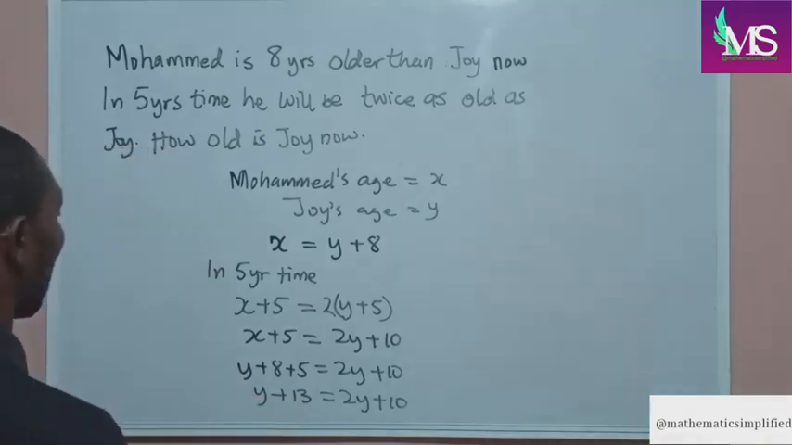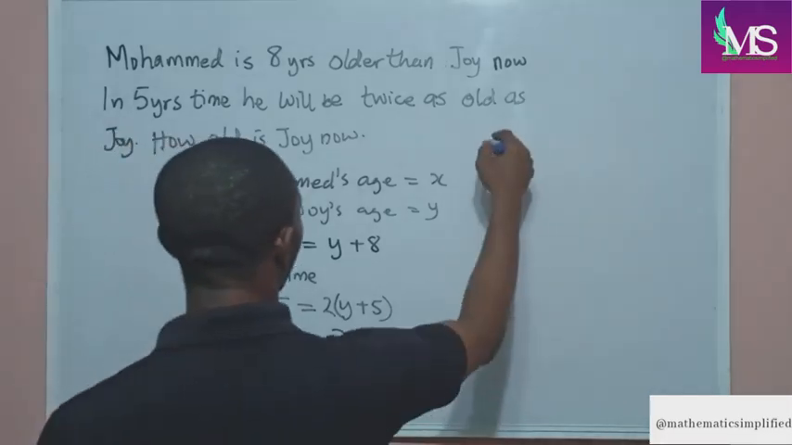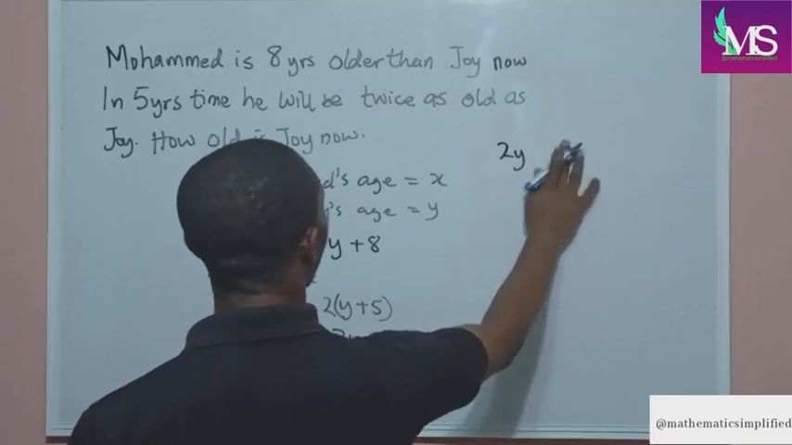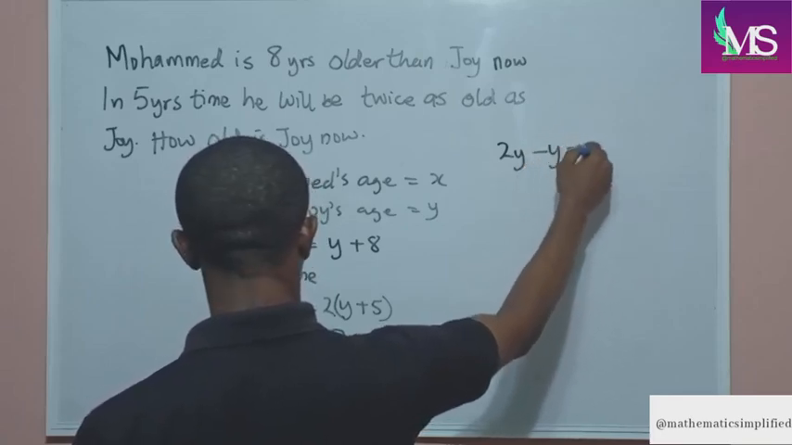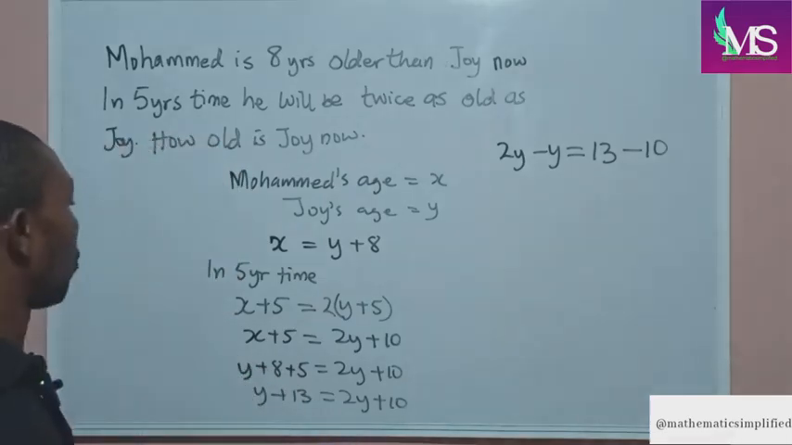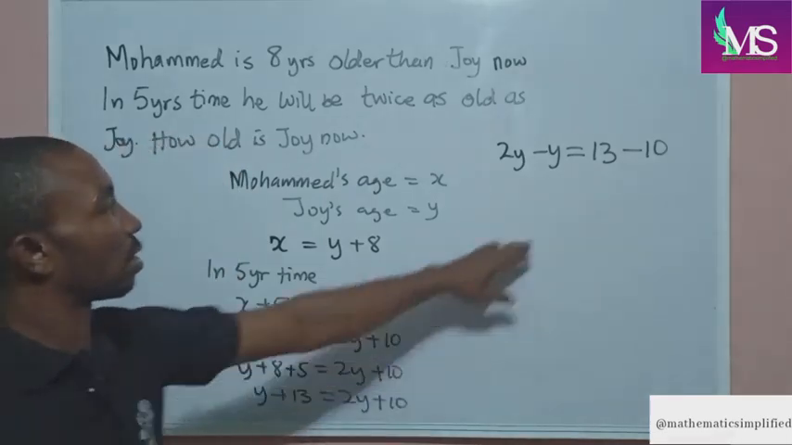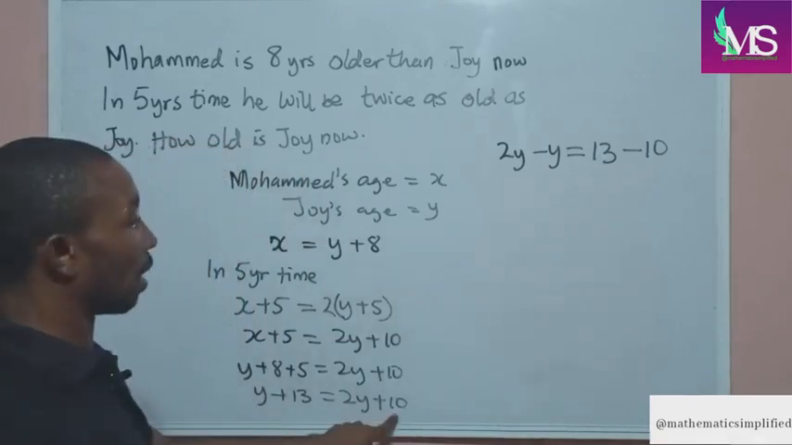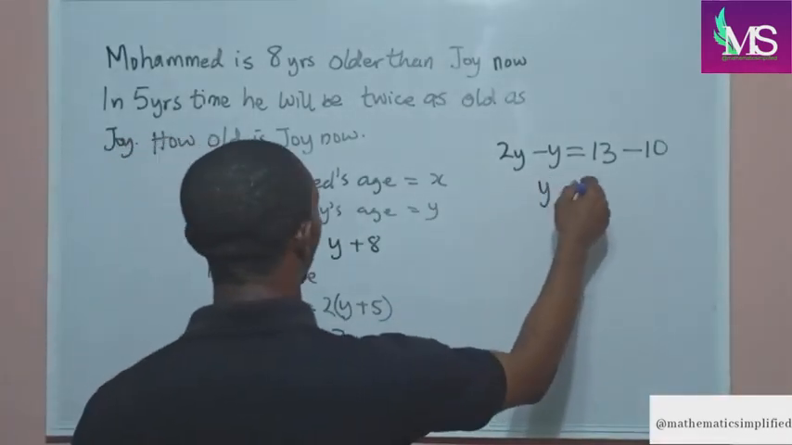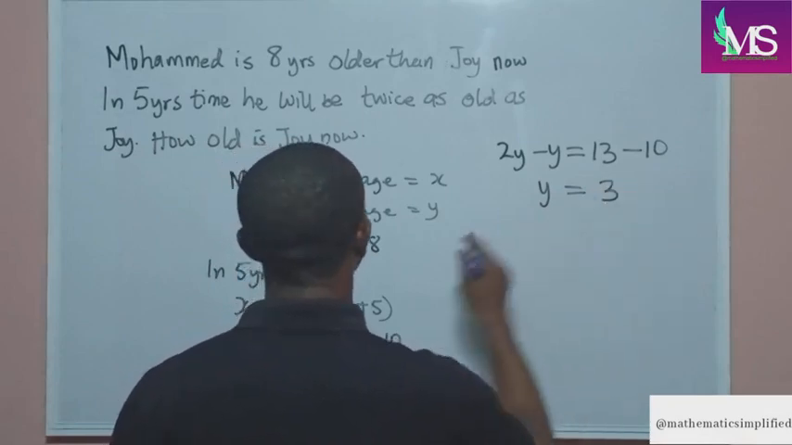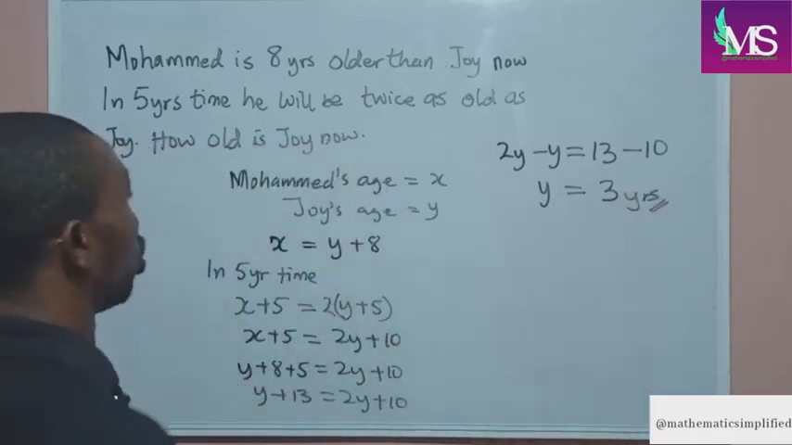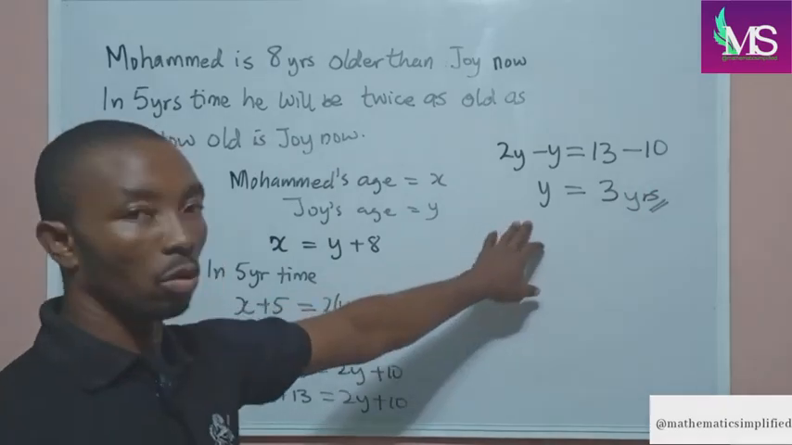Alright, now collecting like terms, we are going to have 2Y minus Y equals 13 minus 10. Our 10 goes over to be 13 minus 10, and our Y goes over to be 2Y minus Y. So therefore, Y will give us 3. So Joy's age, which is Y, will be 3 years. So at the moment, Joy is 3 years old.